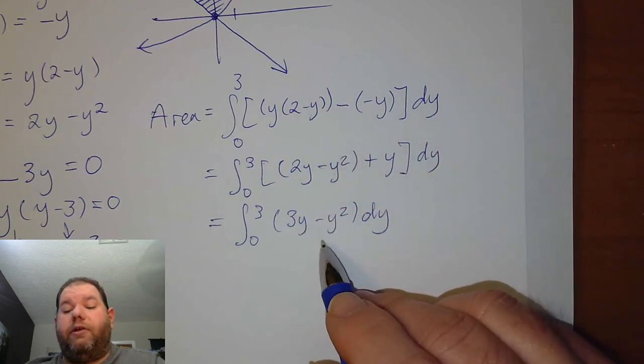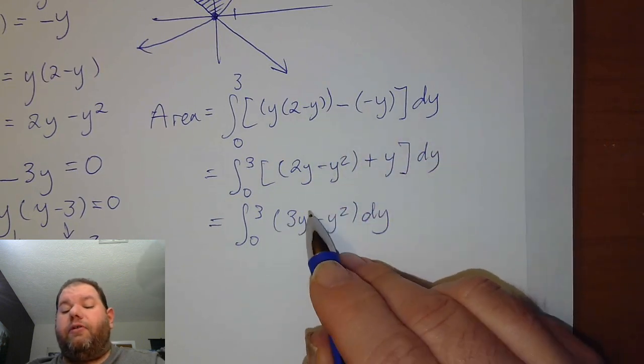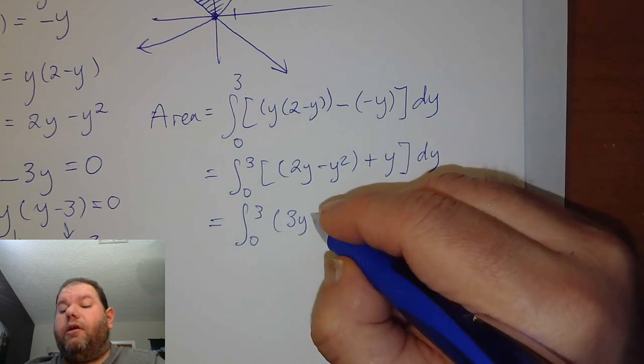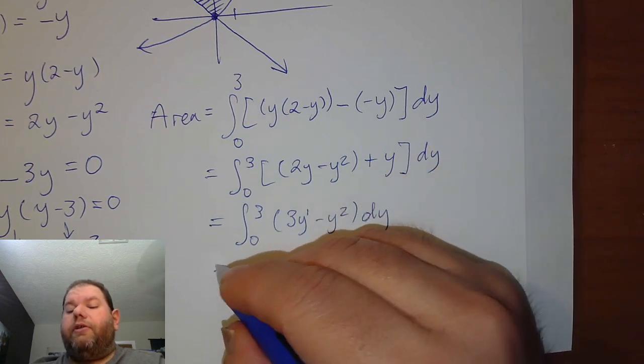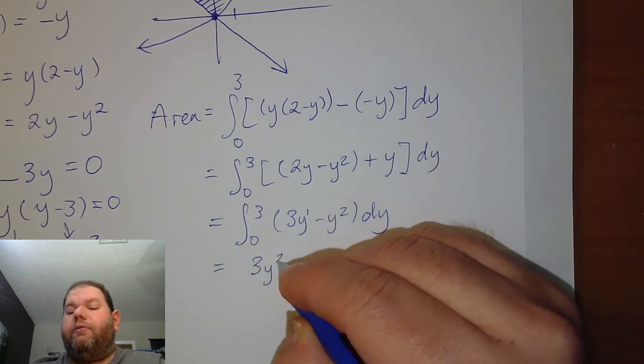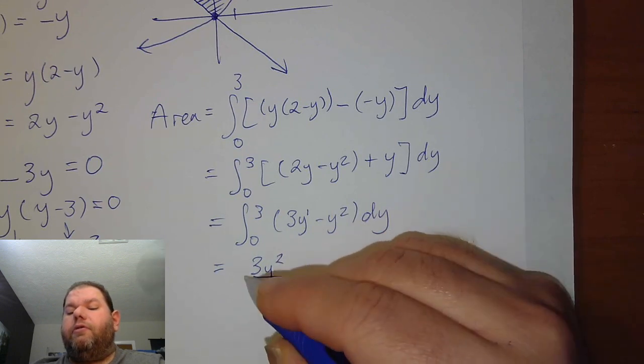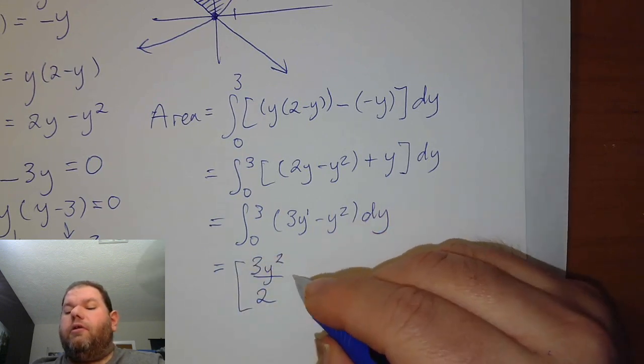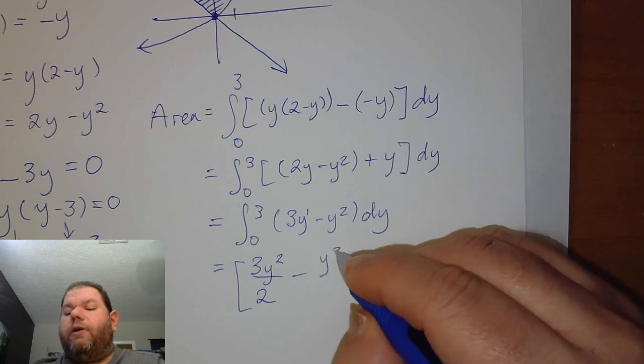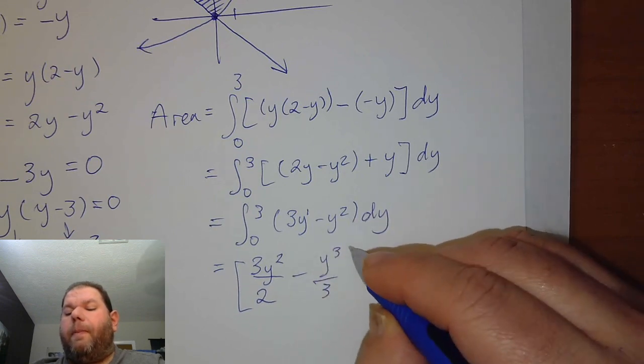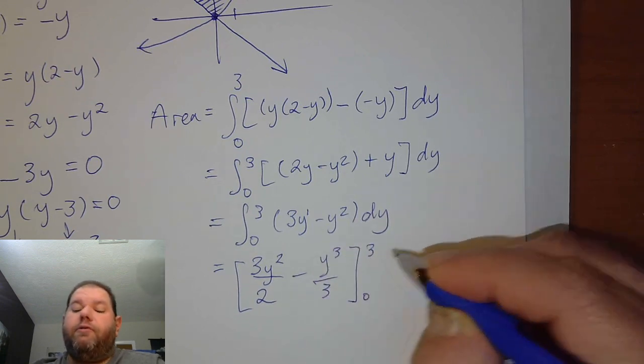From here we can integrate. Now again, this is 3y to the first power, and so when we integrate that, it'll be 3y squared over 2. Y squared, we add 1, so it's y cubed over 3. And we go from 0 to 3.